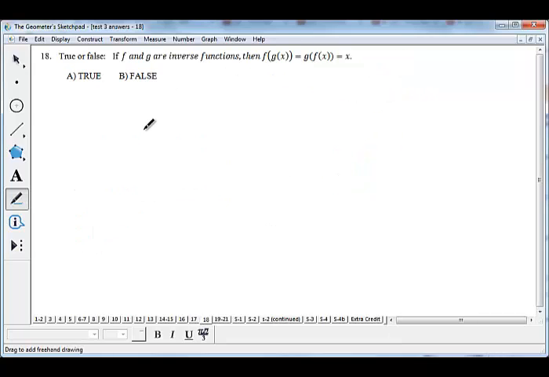Question number 18 falls right along with number 17. If f and g are inverse functions, then if we compose f of g of x or g of f of x, we should get x. So that answer is true. In other words, what they're saying is if they're inverse functions, then f is equal to g inverse, or g is equal to f inverse. In either case, when you compose them, you will get the original argument.